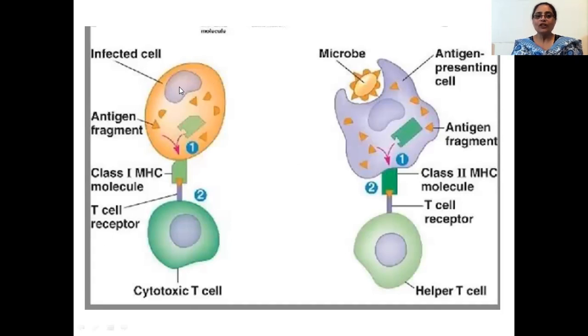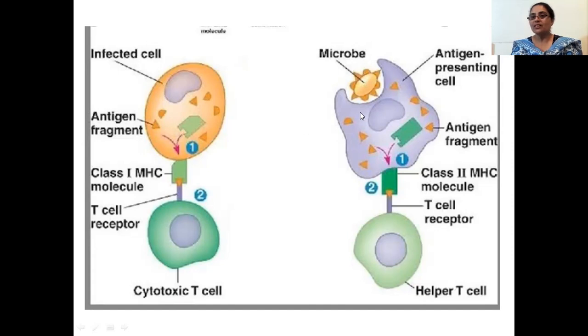This is if a normal cell gets infected, what happens? This antigen fragment, that is because of the infection, that fragment will be put into this. This is the MHC class 1. This will be put into the groove of this MHC class 1. And once it takes that infected fragment, the T cell receptor of cytotoxic T cells will immediately recognize it as foreign, and they will come and start the process of apoptosis. So this happens in the case of MHC class 1.